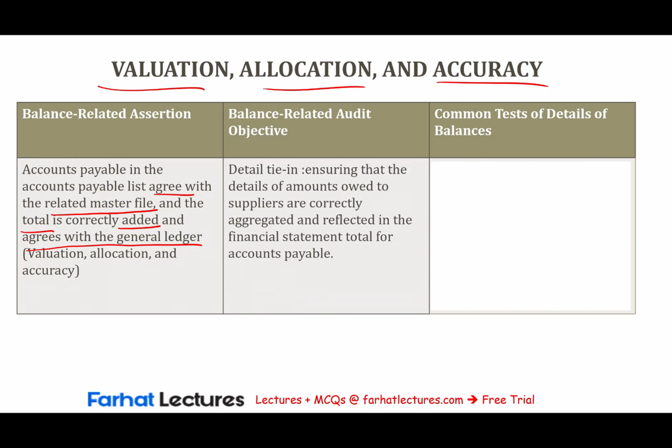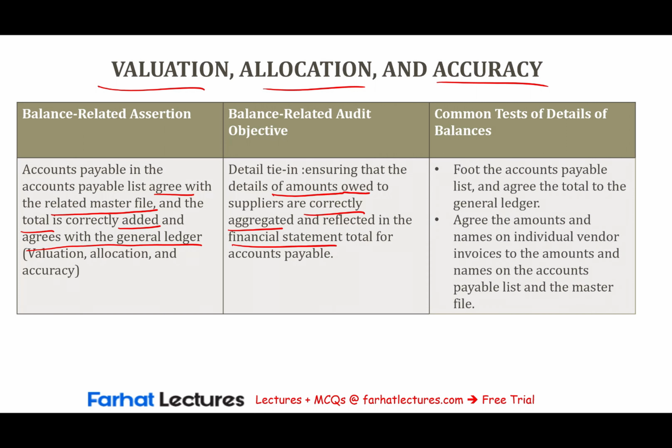Now, what we do here is detailed tie-in. What does that mean? We want to make sure that the detailed amounts owed to suppliers are correctly added and reflected in the financial statements for total accounts payable. The objective here is the numbers are there, the numbers are correct, they are added properly in the ledger, and the total is shown as accounts payable properly on the financial statements. Now, how do we do this? Well, we foot the accounts payable list and agree to the total ledger. On the next slide, I will show you a sample of it. But simply put, for every vendor that we have, every supplier, we have their name and their balances, and we add them up.